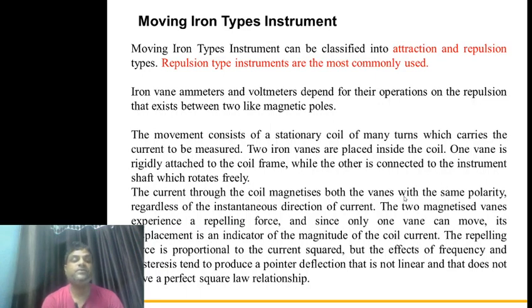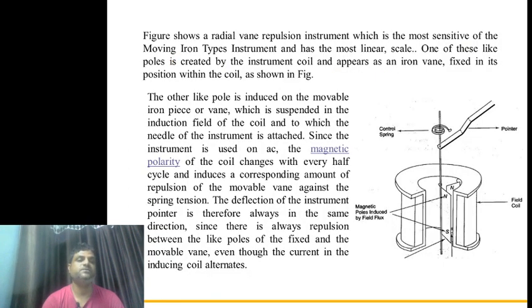The repelling force is proportional to the current squared, but the effects of frequency and hysteresis tend to produce a pointer deflection that is not linear and that does not have a perfect square law relationship. So that is the problem associated with this type of instrument. This figure shows a radial vane repulsion instrument, which is the most sensitive of the moving iron type instruments and has the most linear scale. It means we try to linearize the scale because the scale is not linear due to the hysteresis curve.